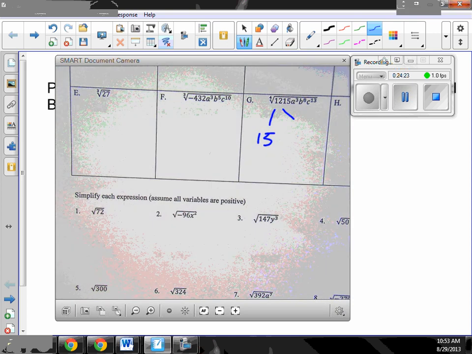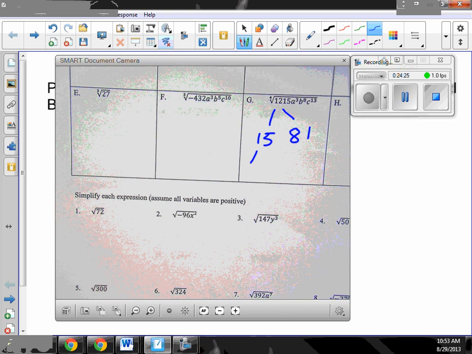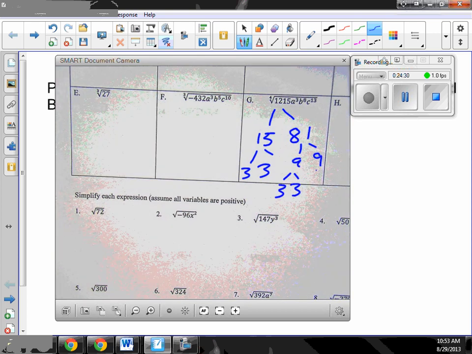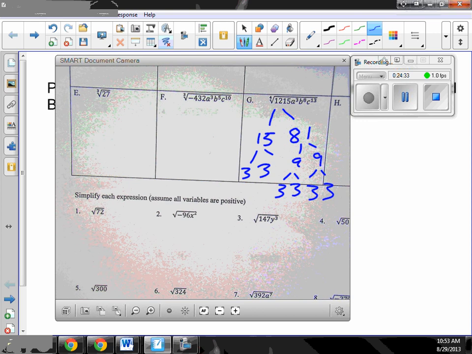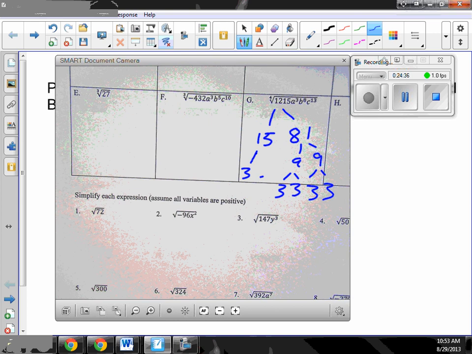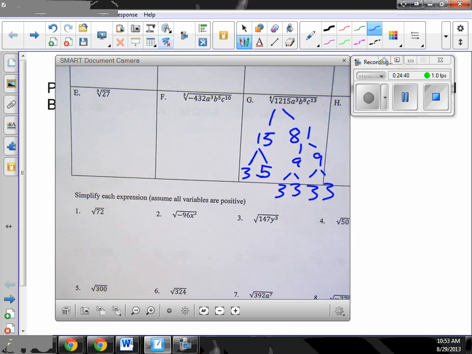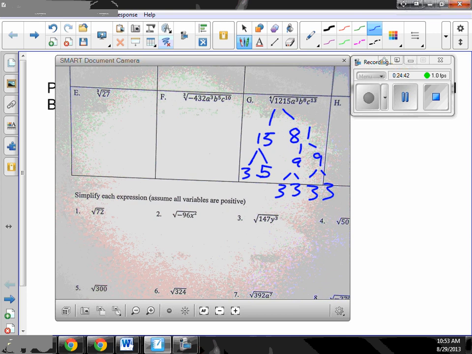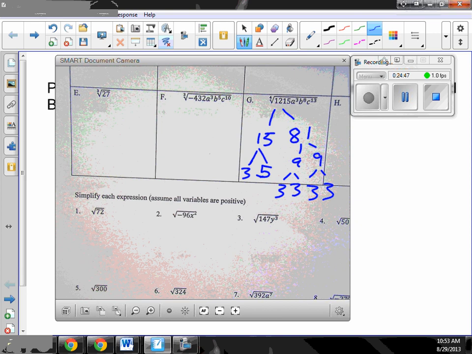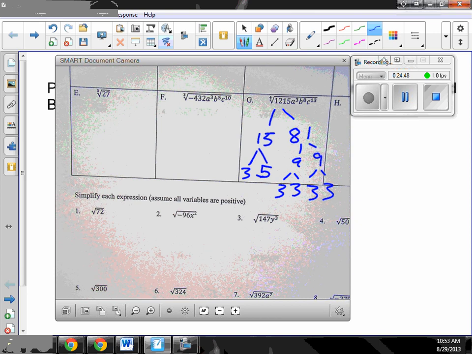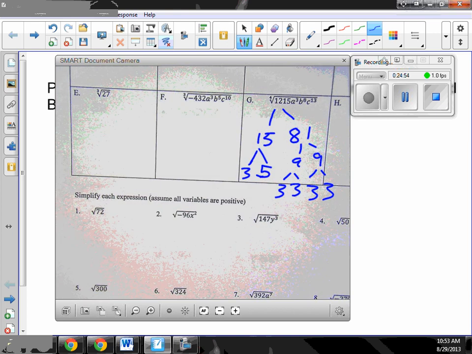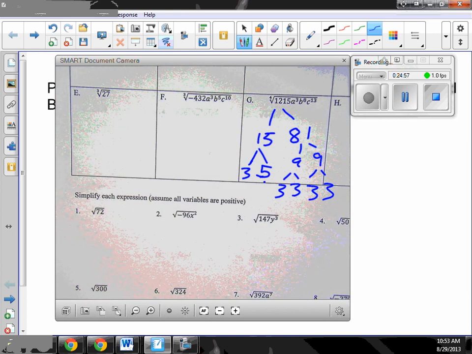81. 5 and 3, 9 and 9, 3, 3, 3, 3. Oh, sorry. That should be 3 and 5. What am I looking for? Quads, groups of 4. If there was a negative, would I pull out an I or a negative? How come an I? It's an even root, so negatives would create imaginary numbers. But I don't have a negative, so I don't need to worry about it.